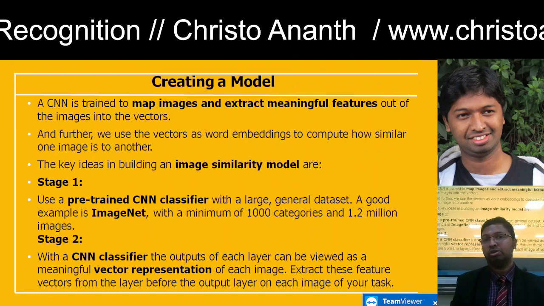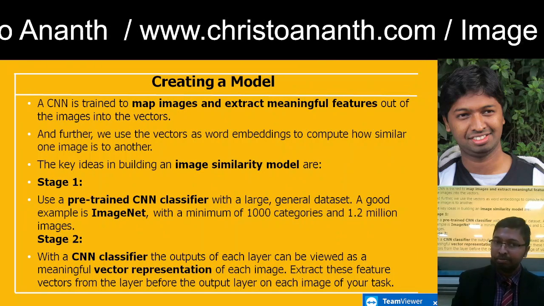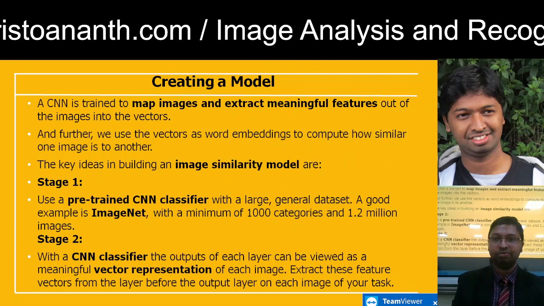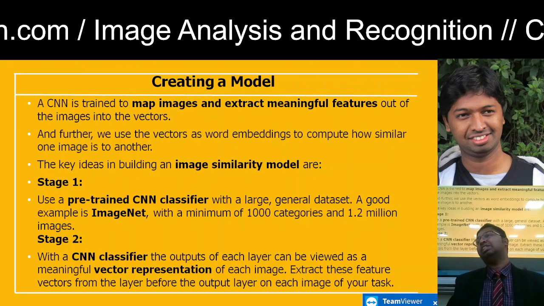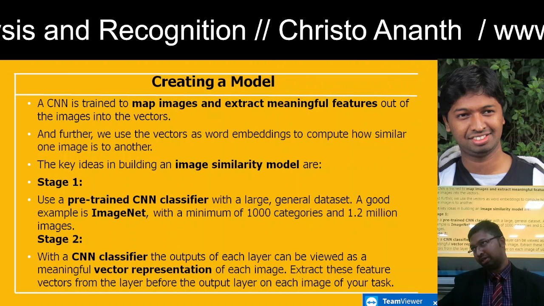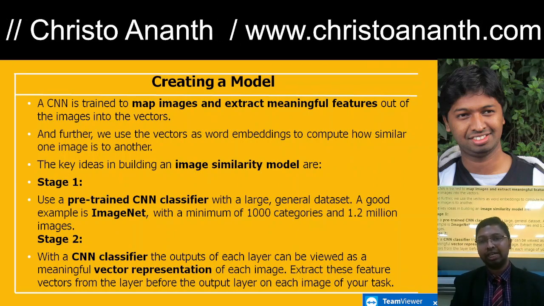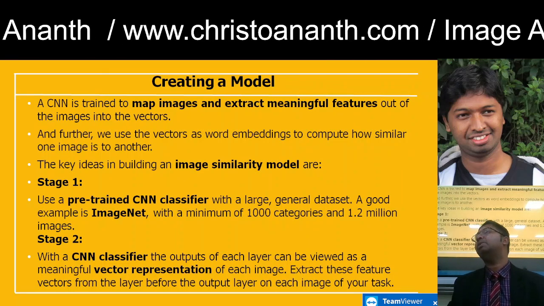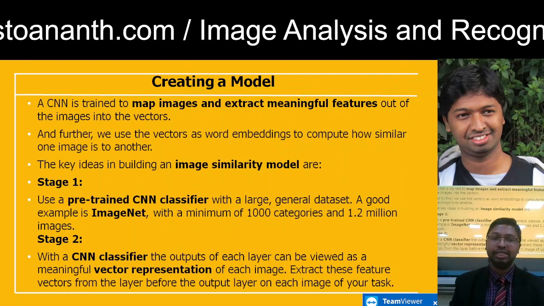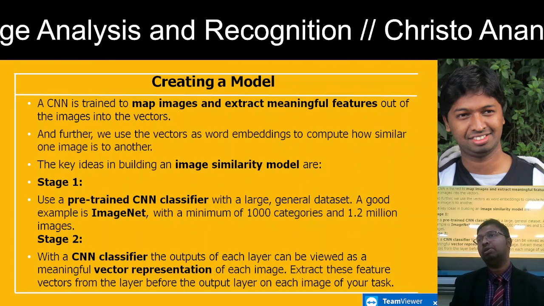For building the image similarity model, we should have a pre-trained convolutional neural network classifier trained on a large general data set. An example would be ImageNet. You can Google up ImageNet. It has 1,000 categories and about 1.2 million images, so you can use them. And second, you should have a convolutional neural network classifier.